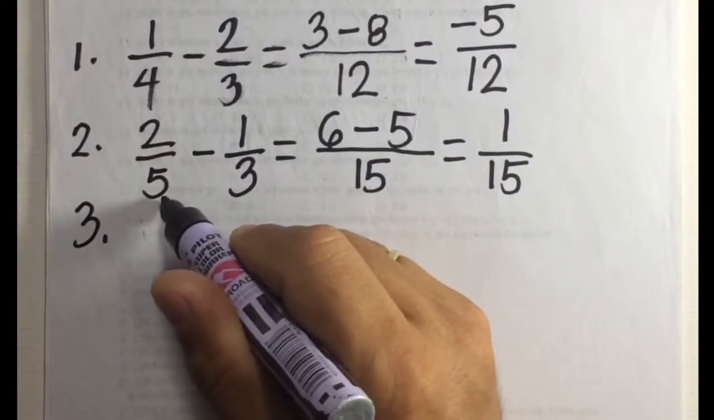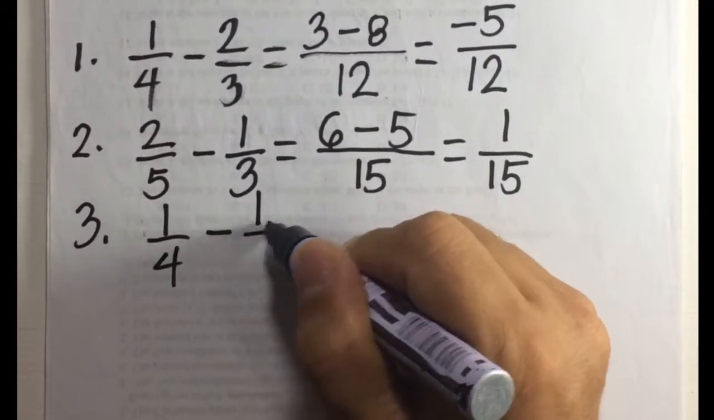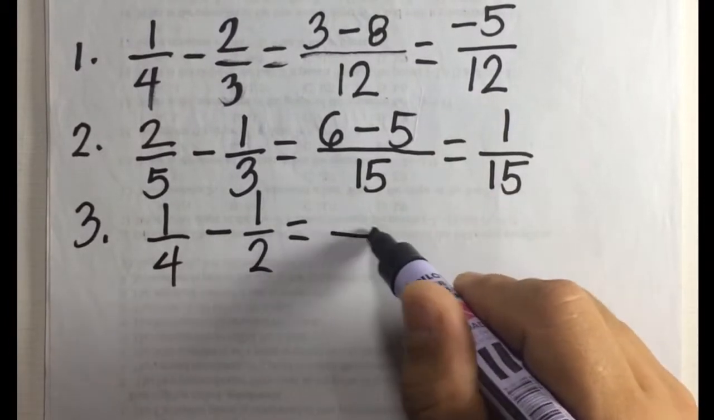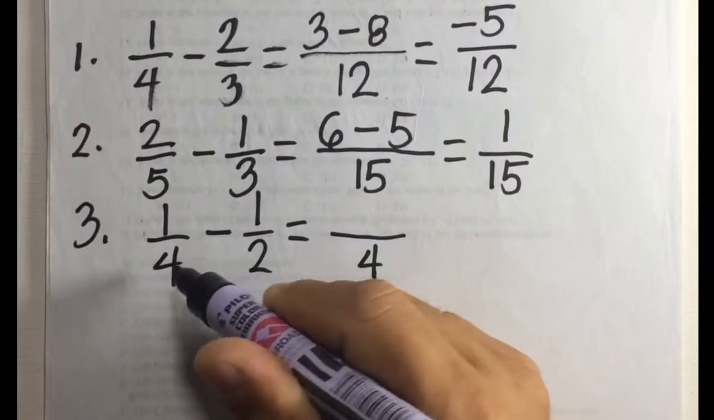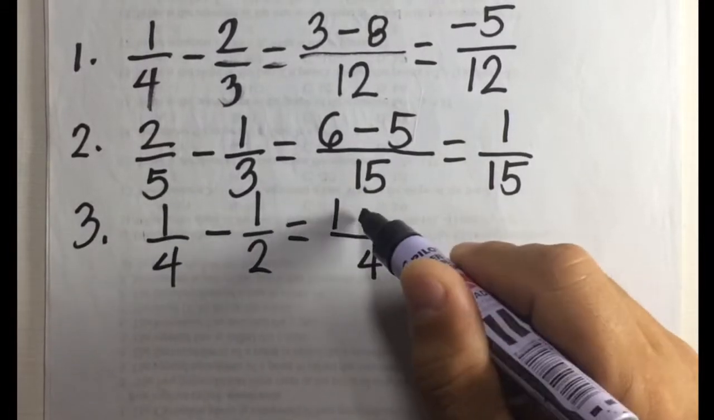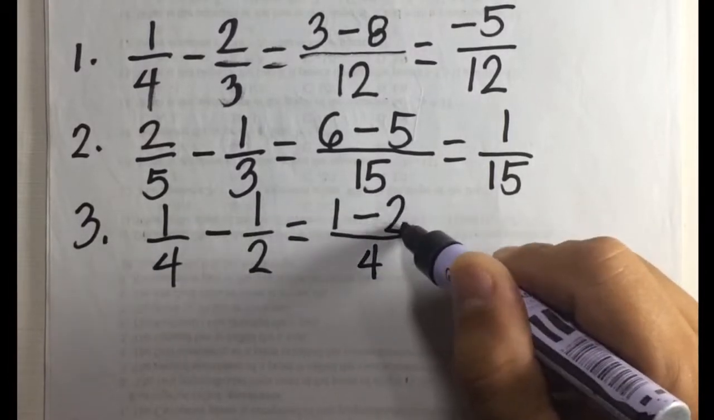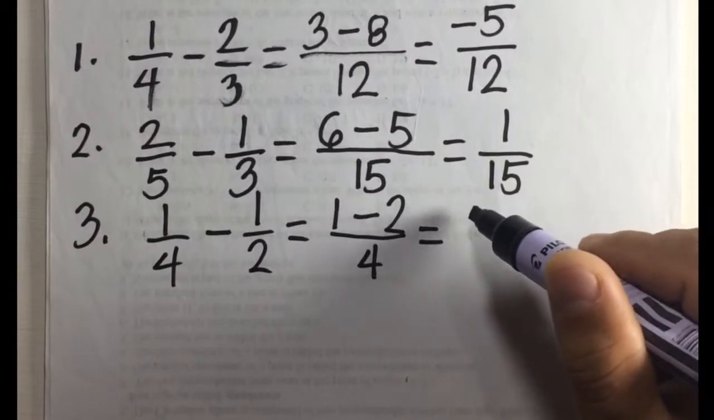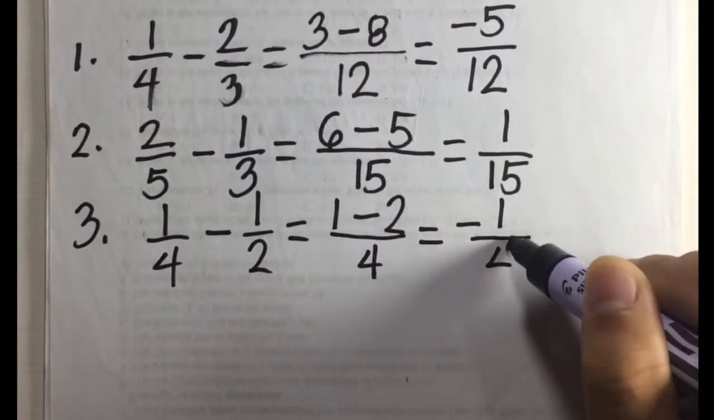Let's have 1/4 minus 1/2. Okay, LCD is 4. 4 divided by 4 is 1 times 1 is 1, minus 4 divided by 2, 2 times 1 is 2. And 1 minus 2, or 1 plus negative 2, the answer here is negative 1 over 4.